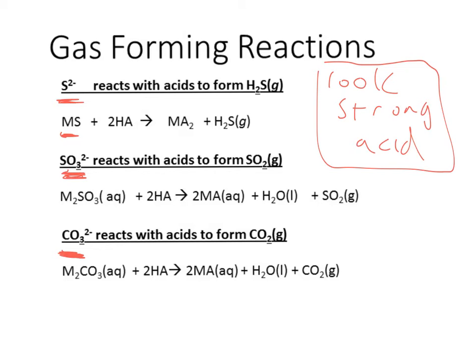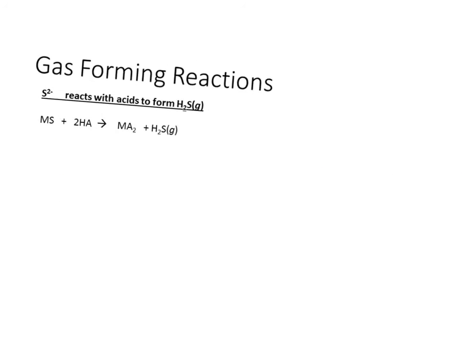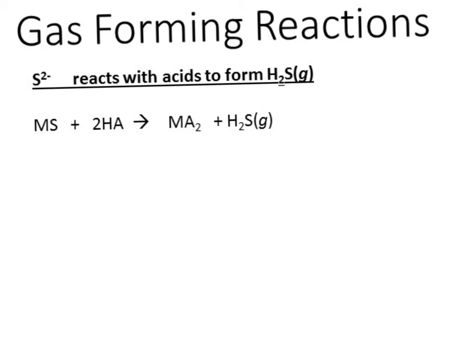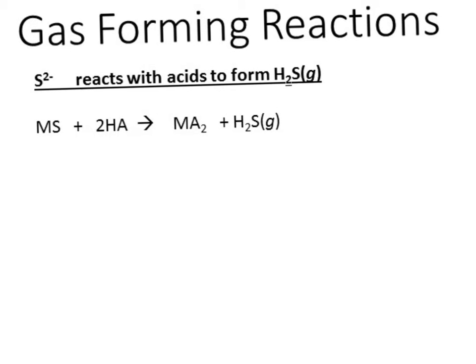Let's look at each one of these reaction patterns individually. All right, here we go. Gas-forming reactions. Sulfide reacts with acids. Metal sulfides react with acids to form hydrogen sulfide gas. This is the reaction model here. You have a metal sulfide. I'm using M here to represent a generic metal. There's no M on the periodic table, right? You have a sulfide of a generic metal reacting with an acid, and you're going to get a salt of the metal and hydrogen sulfide gas.